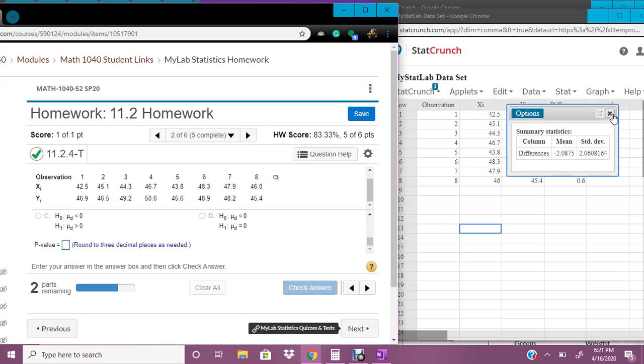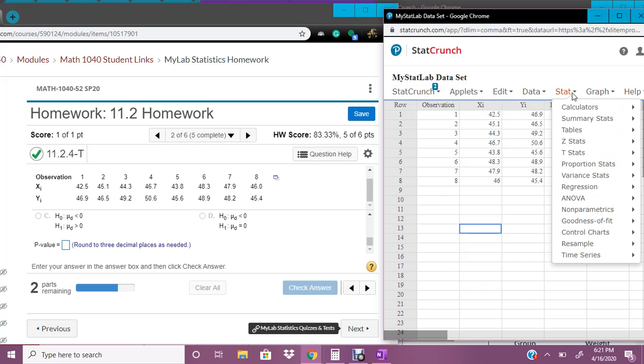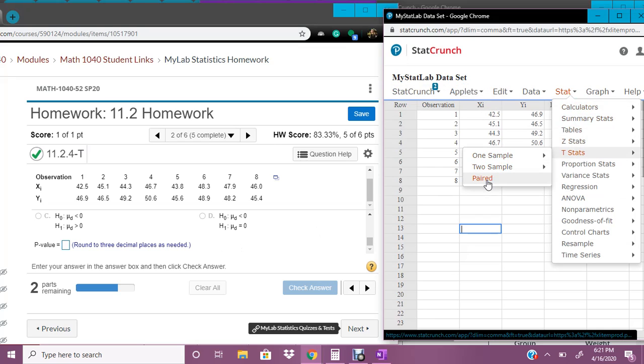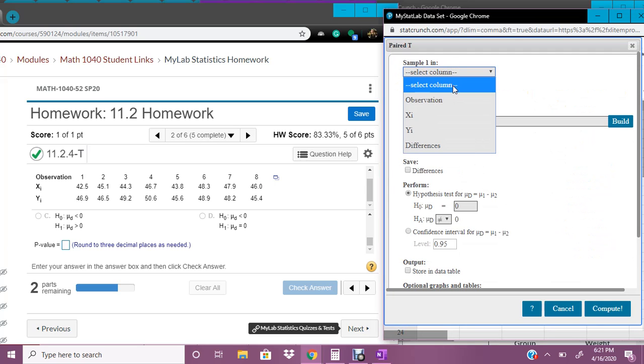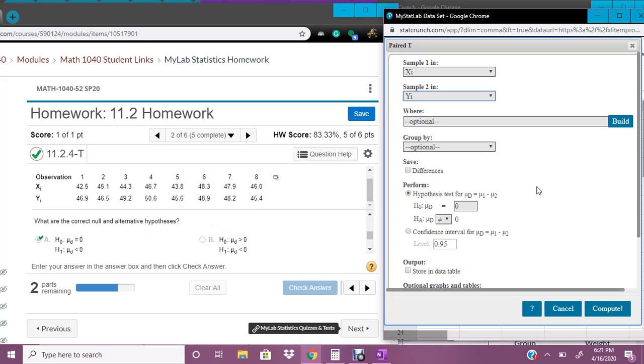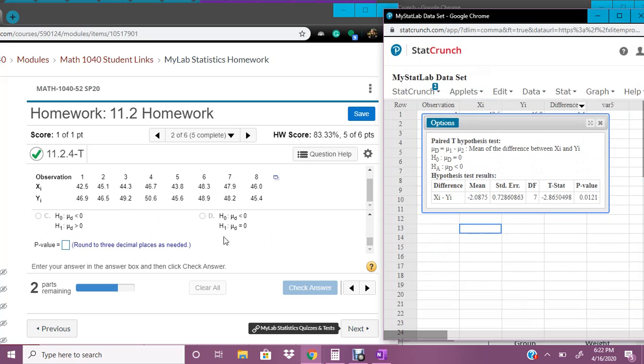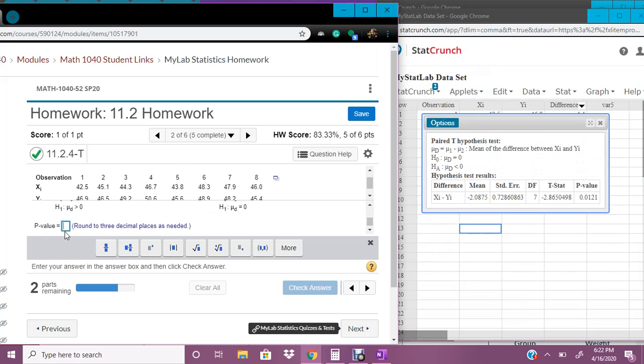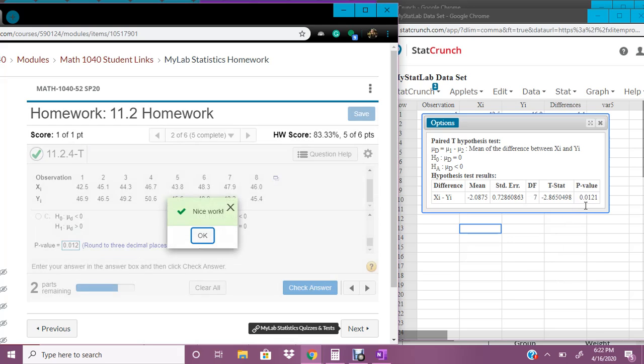So now we're going to compute that. And we do that by going into Stat, T-stats, paired, just like we did at the beginning to find the differences. Don't mix these up. And we got to change the sign so that it's less than. And our p-value is right there.